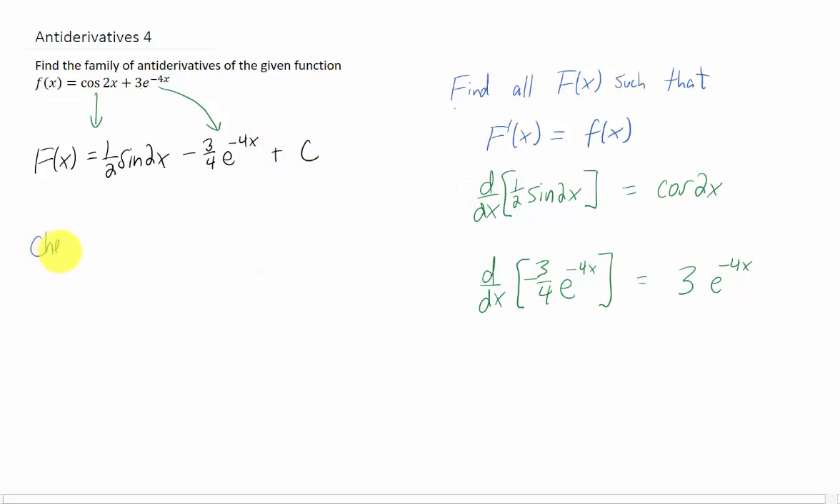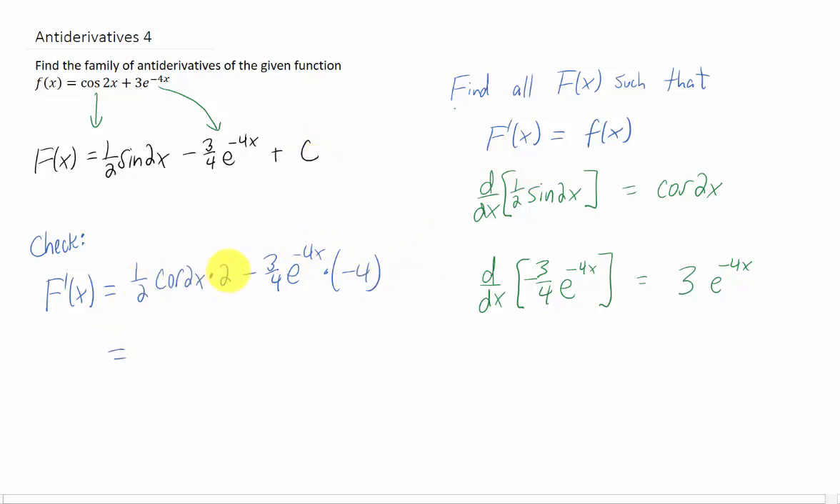I'm just going to check this thing real fast. What is the derivative of 1/2 sine of 2x? Well, it's 1/2 cosine of 2x times 2. And what is the derivative of this term? Well, it's 3/4 e to the negative 4x times negative 4. The derivative of a constant is 0. What happens if we simplify?